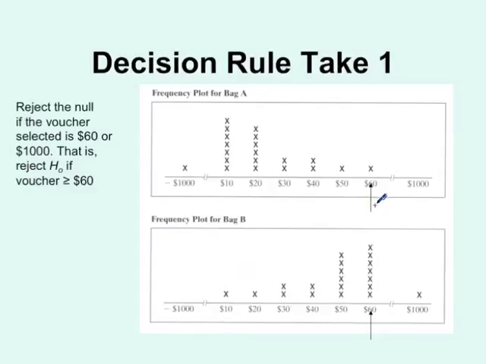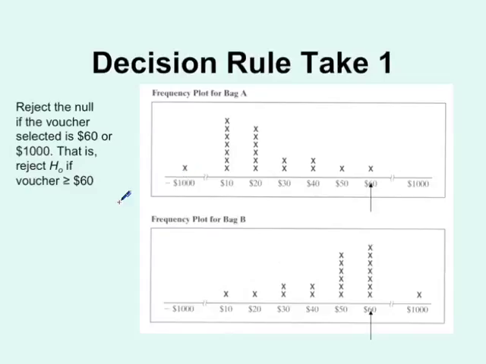Now, the thing to notice here, though, is that if I pulled a $60 voucher, I'm not 100% sure that it's bag B, am I? I could still be in bag A, because notice there is one $60 voucher in bag A. And likewise with the $10 voucher. If I pull a $10 voucher, I'm not 100% sure that I'm in bag A, because notice there still is a $10 voucher in bag B. If I pull the $1,000 voucher, though, I definitely know I'm in bag B. Or if I pull the negative $1,000 voucher, I know I'm definitely in bag A.